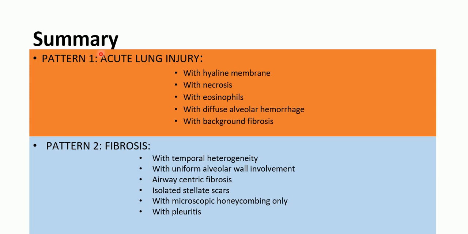We learned about pattern 1, which was acute lung injury with hyaline membranes. Most important is diffuse alveolar damage. Then with necrosis, eosinophils, diffuse alveolar hemorrhage, and with background fibrosis, which is acute and chronic lesion. Pattern 2 includes fibrosis, which includes the temporal heterogeneity or uniform alveolar wall involvement, respectively known as UIP and NSIP. Then there can be airway centric fibrosis, isolated stellate scars with microscopic honeycombing only, or with pleuritis.